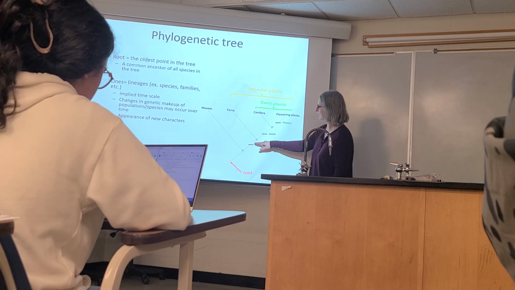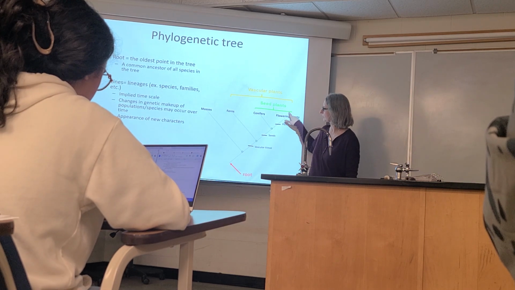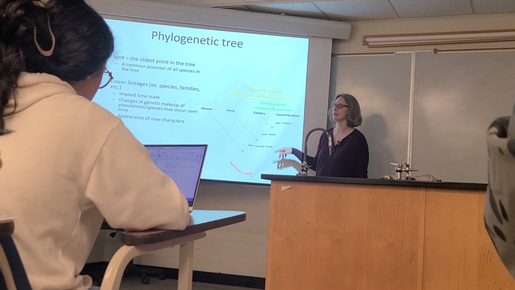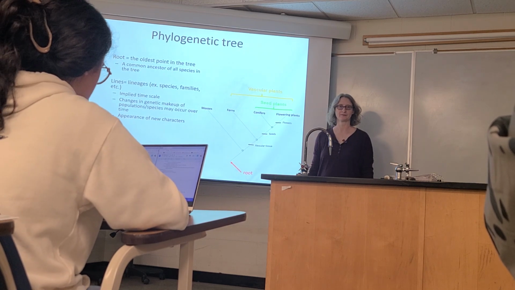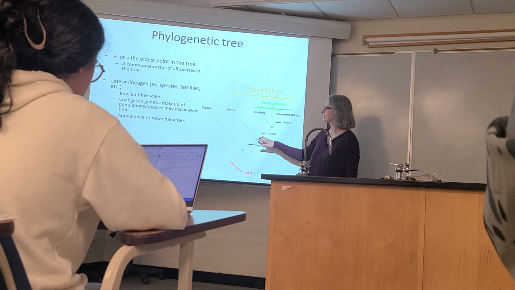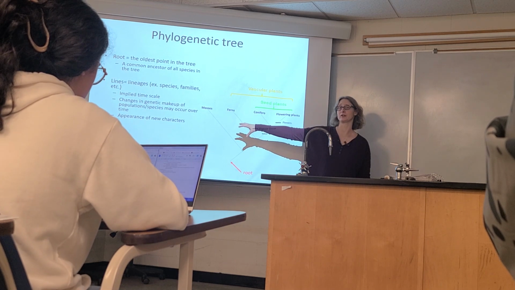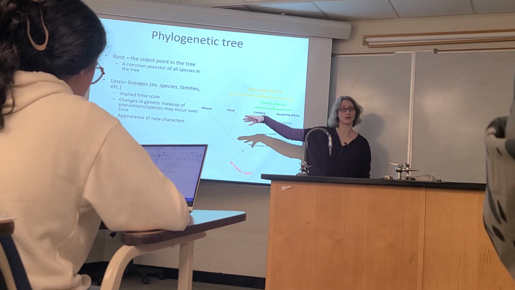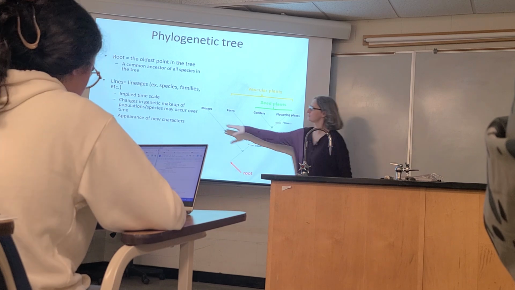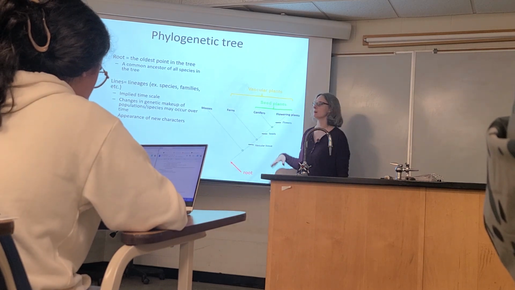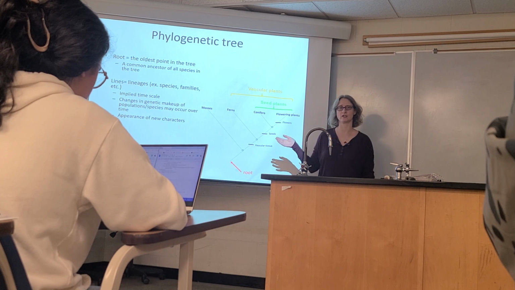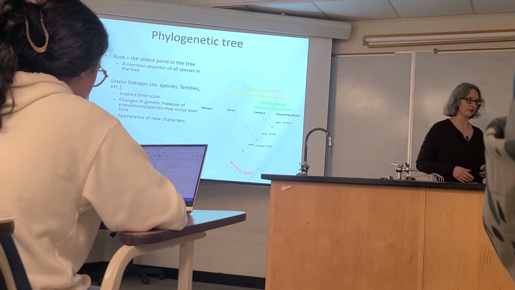So you can see that everything above this point right here, you would expect everything from this point on would have vascular tissue, with the exception of any lineages that maybe later on lost that trait, because that can happen as well. And we'll talk about some of those later on. But look for those changes in that genetic makeup and the appearance of new characters within the phylogenetic trees to help you read these.